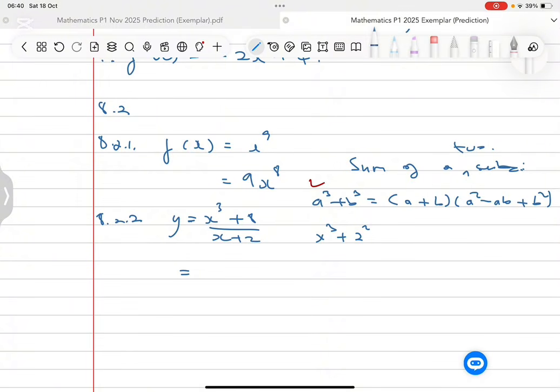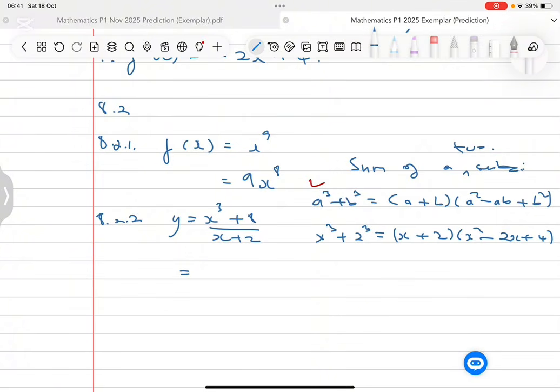x to the power 3 plus 8 is the same as writing x to the power 3 plus 2 to the power 3. And this means now I can expand this as x plus 2. Then here I'm going to have an x squared, then a minus 2x, because I'm just multiplying these 2 and the x. And the last part would simply be a plus 2 squared, which is a 4. So we're going to square the 2 here. Remember, we're squaring the b there.